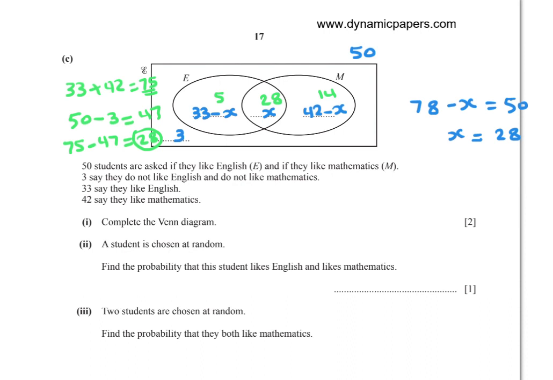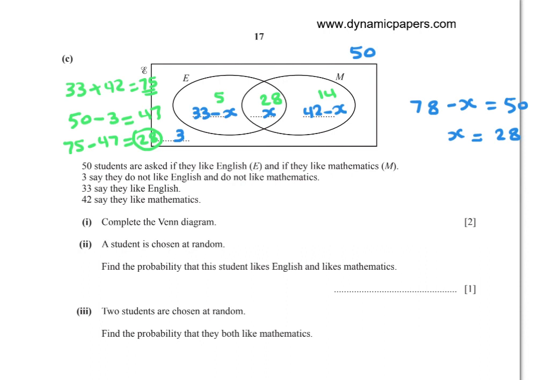So again, add the numbers included in English and math together. You have 75. In 75 we have repeated, the common between English and math. To find this common, we need to find E union M. How to find E union M? The total number minus the number outside the union. 50 minus 3, 47. Then subtract to find the common between them. This is how to complete the Venn diagram.